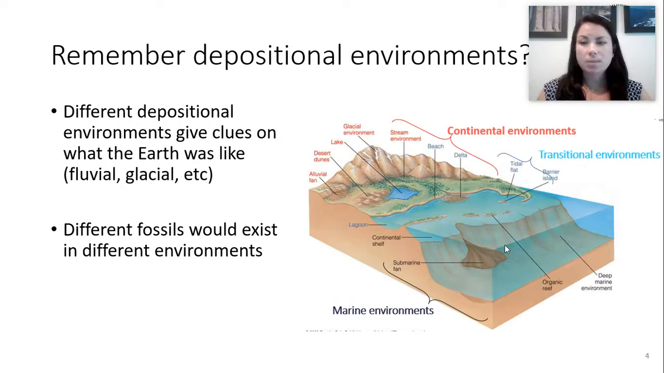So remember when we talked about depositional environments? Well, different depositional environments give us clues of what the Earth was like, and different fossils would exist in these different environments. Again, we have continental environments, transitional, and marine environments, and we would expect fossils to be found in only certain regions and certain environments. So that tells us a little bit about the depositional environment based on what fossils are present.